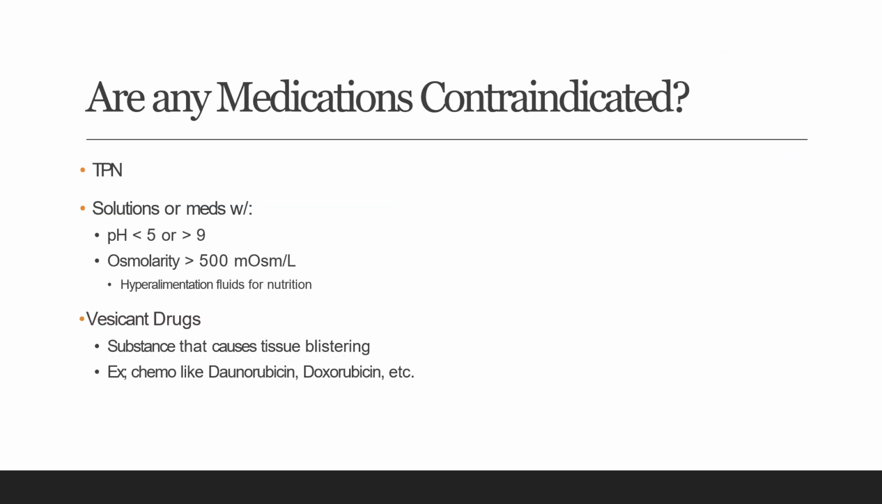So let's circle back to that question of what we can actually put through these midline catheters, and why you may still want to use a PICC or a central line to administer medications through a more central route. Some things you may have to stop and think twice about are TPN solutions or medications with a pH of less than 5 or greater than 9, or very high osmolarity, such as greater than 500 milliosmoles per liter. These would be your nutritional fluids and things like that. There are also the vesicant drugs. These are your big chemotherapy drugs, the substances that cause tissue blistering. Examples would be daunorubicin, doxorubicin, etc.